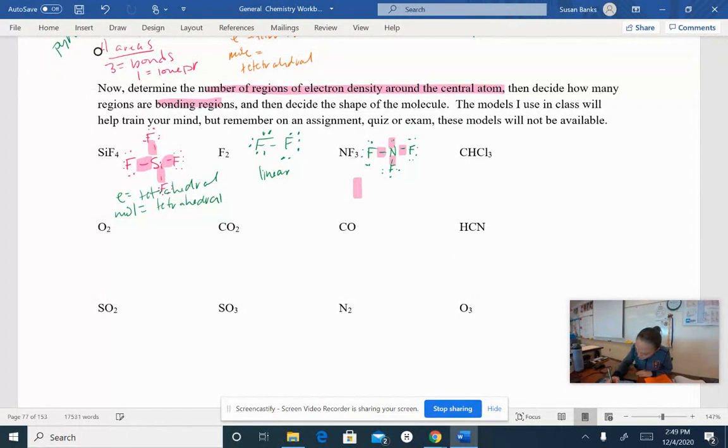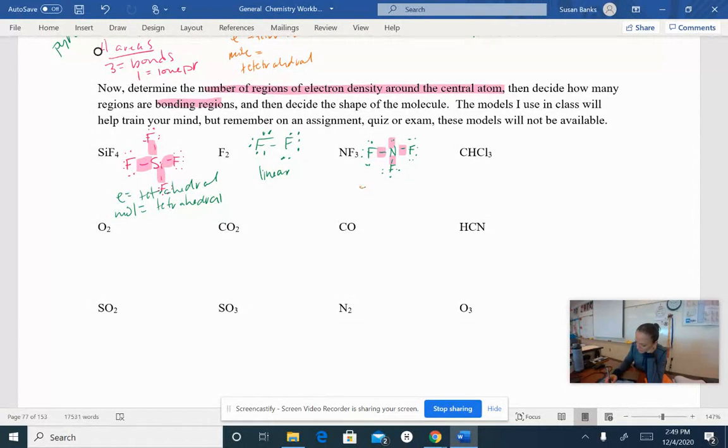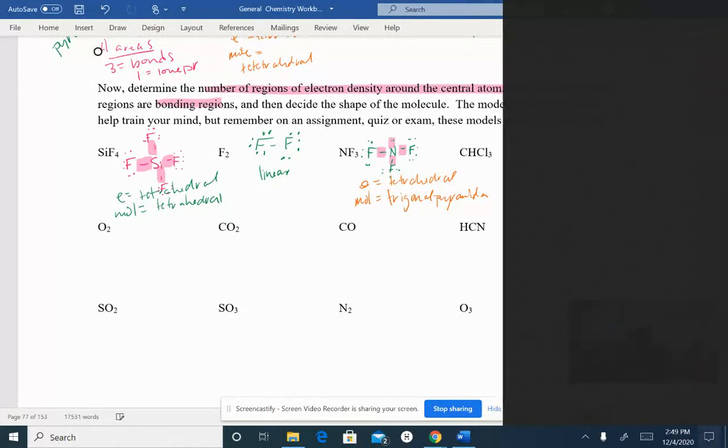So my electron geometry, I try and draw too quickly. Doesn't have time to switch. Okay, electron geometry is tetrahedral. And my molecular geometry is trigonal pyramidal. All right, carbon hydrogen trichloride. Here we go.